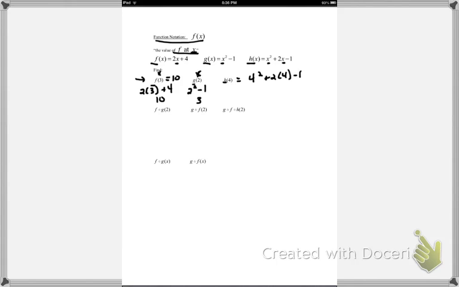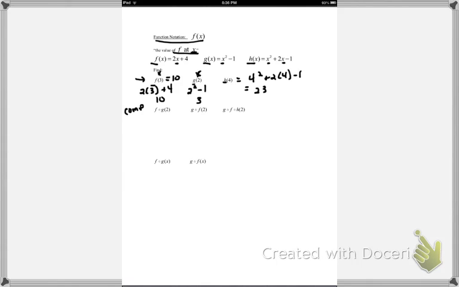This will give you 16 plus 4 is 24, minus 1 is 23. So h at 4 is equal to 23. A composition of functions involves f of g, g of f. You can string 3 of them, and these are not commutative. So f of g of 2 and g of f of 2 are two different compositions.